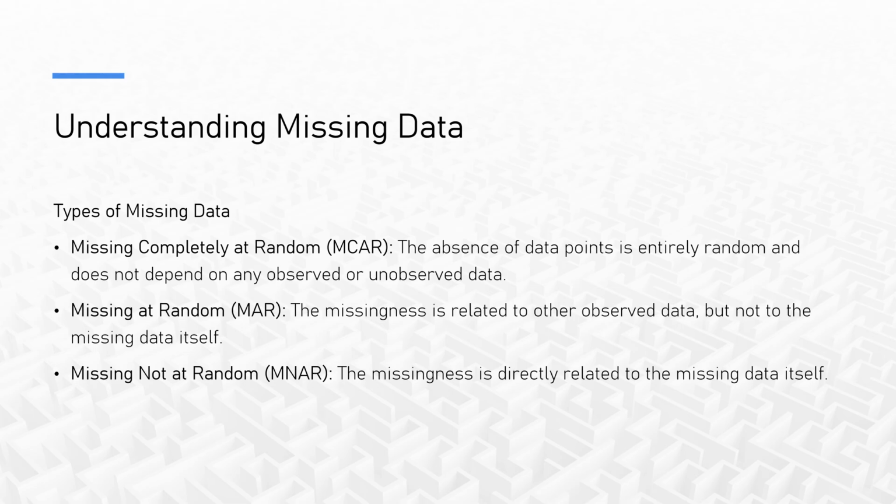Now, there are three main types of missing data. First, missing completely at random, or MCAR. This is when the missing values happen with no pattern at all. They're just random. Second, missing at random, or MAR. Here, the missing values depend on other data that we do have, but not on the missing values themselves. And finally, missing not at random, or MNAR. This is when the reason the data is missing is directly tied to the missing values themselves.